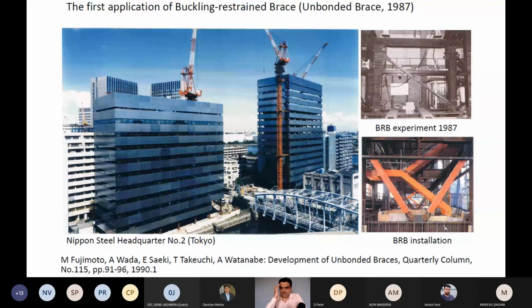Okay, so these are the first of its applications. What we can see on the screen is the Nippon Steel headquarters in Tokyo. And this is what the BRB experiments which were done in 1987. And this is the typical BRB installation.